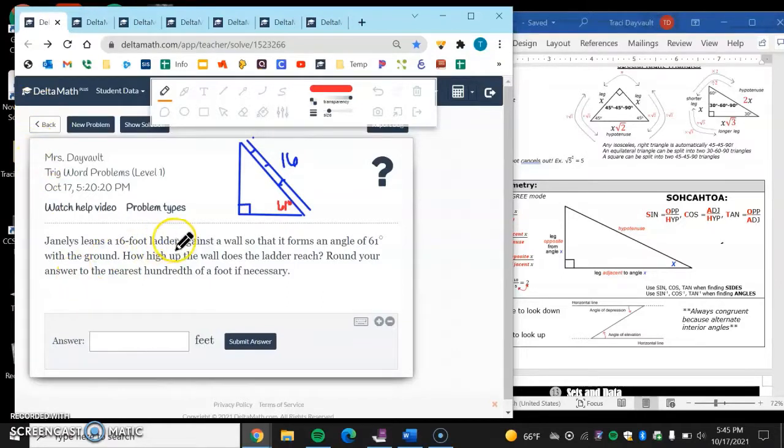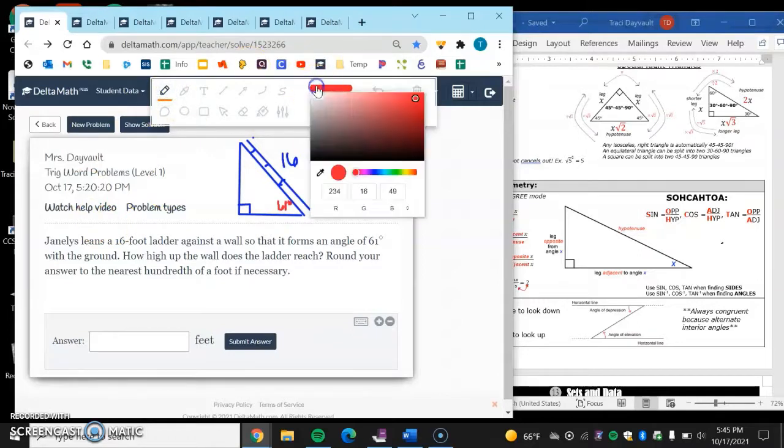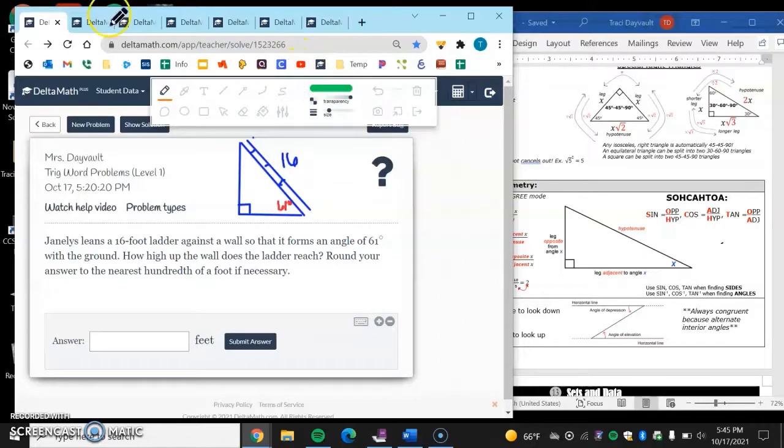So let's see, this question asks, how high up the wall? So you're going to have to think about which part of the triangle it is asking for. Is that going to be this leg or this leg? If we're looking at how high up the wall, that's going to be across from the angle it makes with the ground. So from how I labeled it, that would be the leg I called A.